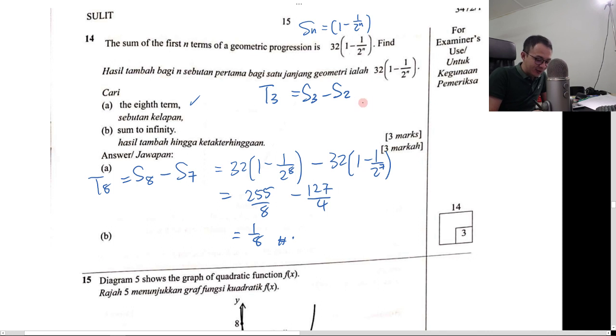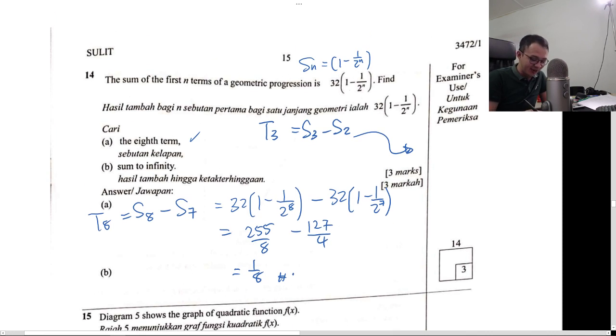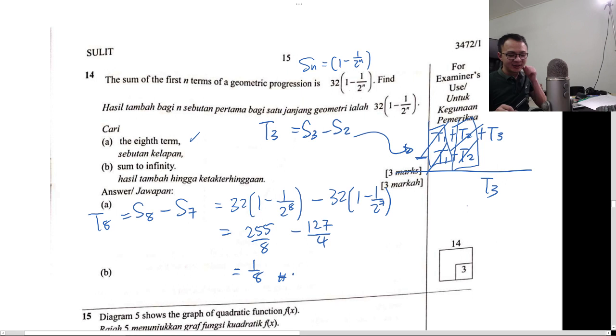Imagine what S3 means. S3 means T1 plus T2 plus T3, the sum of the first 3 terms. S2 is the sum of the first term and the second term. So if I minus them, I left T3 only, right? So this is how we get T3.